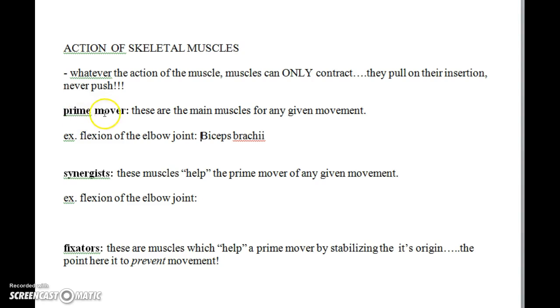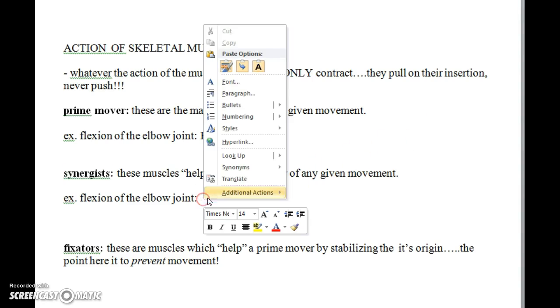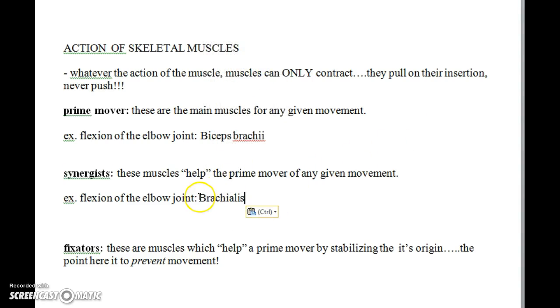So anyway, the main one is the prime mover, like the biceps brachii for flexion of the elbow joint. A synergist is a helper, a muscle that helps. There's a couple, but one of them that we talked about is the brachialis.